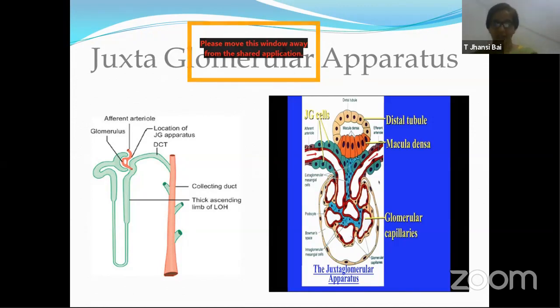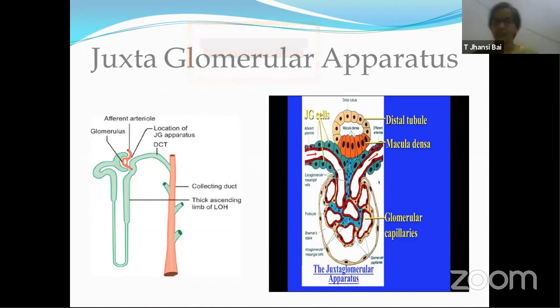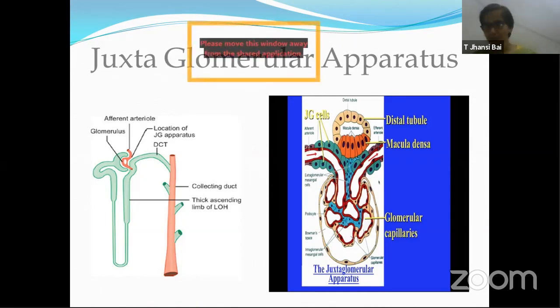R-E-N-I-N, renin. Renin is released by the juxtaglomerular apparatus whenever the pressure of the blood decreases. Pressure of the blood decreases when your water intake is less. So when you take less water, pressure decreases. When pressure decreases, the juxtaglomerular apparatus realizes that and releases the enzyme renin.